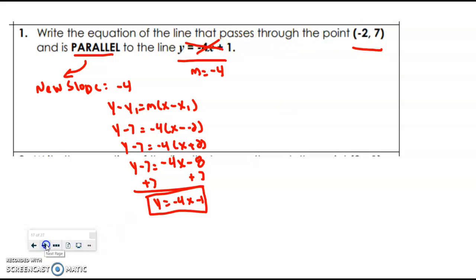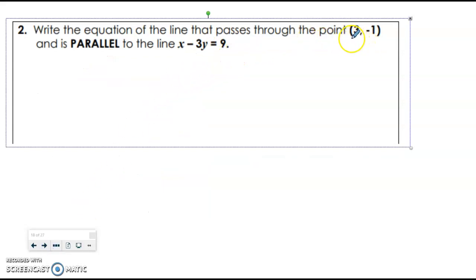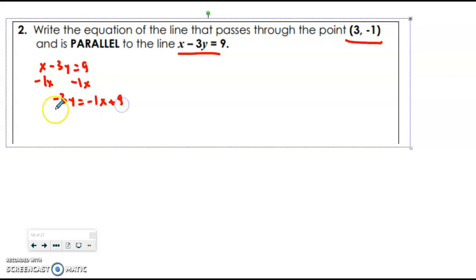So let's just look at one example, and you guys are going to try a few for me. So doing the same idea, find the equation of a line that goes through this point and is parallel to this line. Remember, the first thing we have to do is find out what the slope is. So we are going to try to get y by itself in this case. So I'm going to subtract 1x from both sides. We got -3x equals -1x plus 9. And then we're just going to divide both sides by -3. So you end up getting y equals 1/3 x minus 3. So this slope is 1/3.